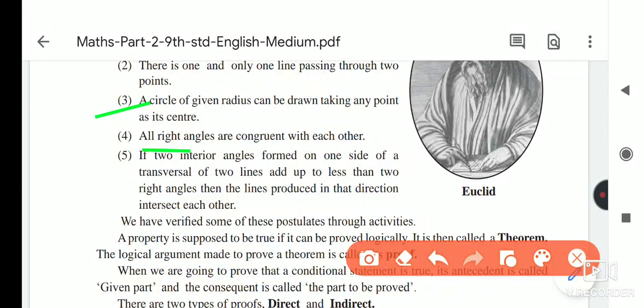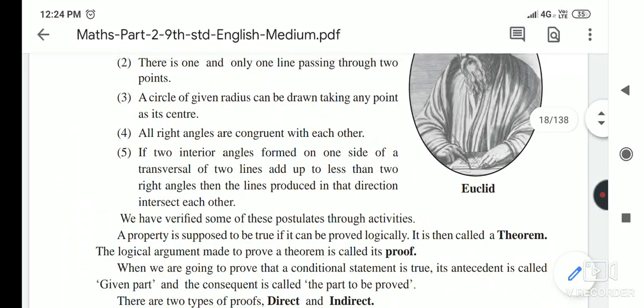Next, all right angles are congruent to each other. Yes, you can draw any right angle. What is each measure? It is 90 degrees. You draw it and measure all right angles, and the measure is 90 degrees. So that is the postulate.